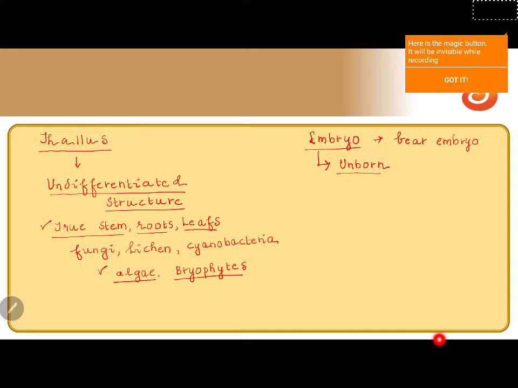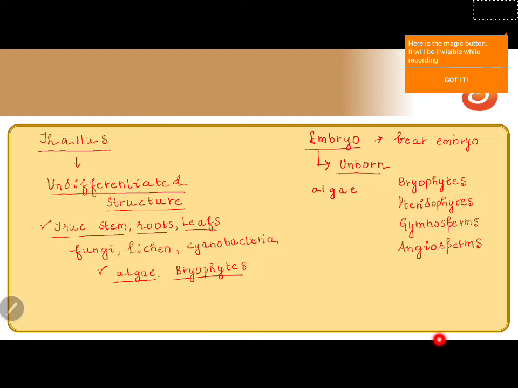Embryophytes. So, we do have all types of plants as embryophytes. We have algae, bryophytes, haplodiplontic life cycle, pteridophytes, diplohaplontic life cycle, gymnosperms, plants with naked seeds, diplontic life cycle, angiosperms or flowering plants, highly evolved plants, diplontic life cycle.